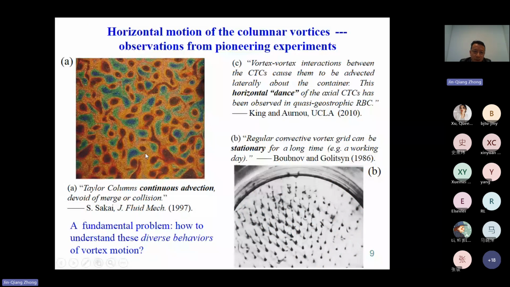In previous studies, scientists have observed these beautiful columnar vortices. In 1997, Sakai reported tilted columns with continuous advection devoid of merging or collision. But the Lüscher group observed regular columnar vortex grids that can be stationary for one working day. In 2010, the UCLA group reported the stochastic motion of vortices, like horizontal dancing. These descriptions are all qualitative. But how do we understand the different dynamics of these columnar vortices?